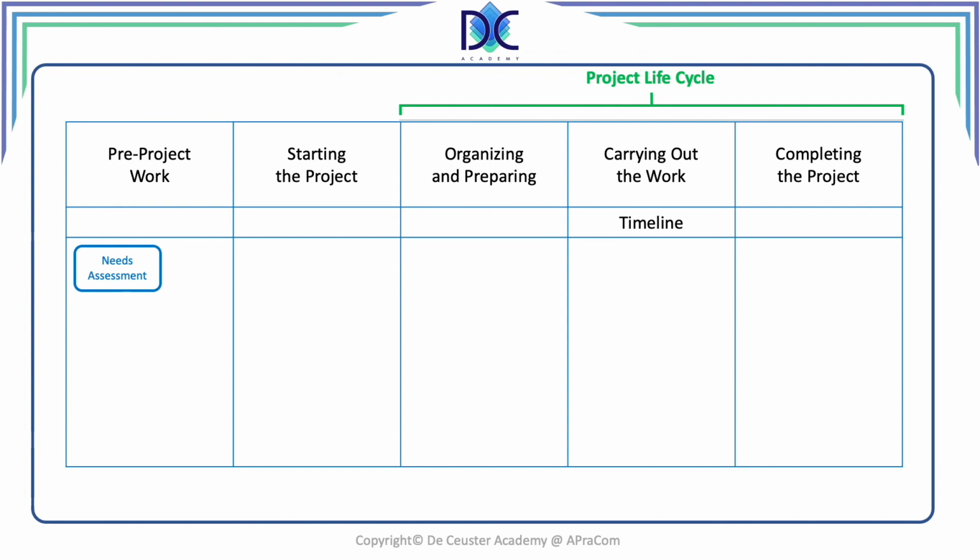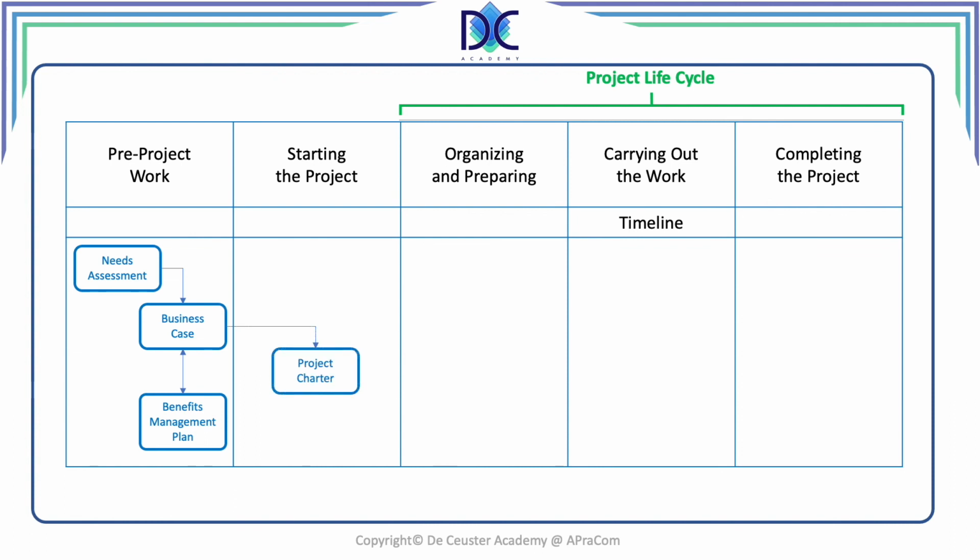A need may contain different solutions to resolve a specific need. But a solution is one way to deal with the need, and there may be other and better things that we can do. From this, we can create a business case together with a benefits management plan. And once the business case has been approved, we find or we create a project charter, and we start with the project management plan. That's the organizing and preparing part of the project.